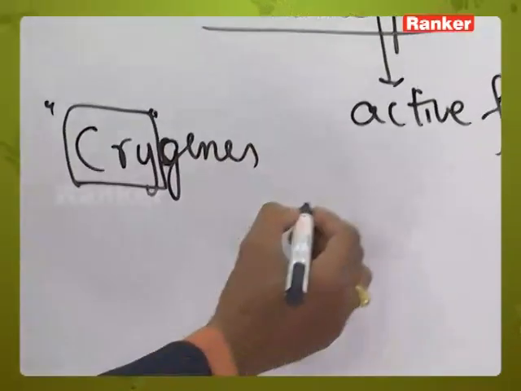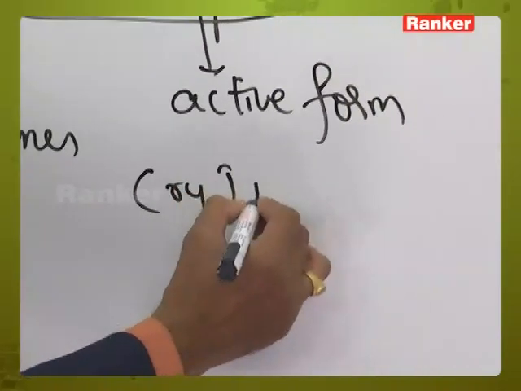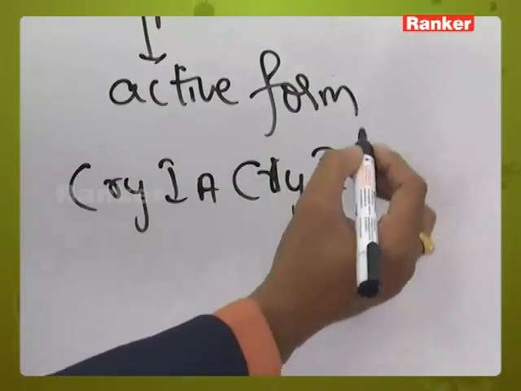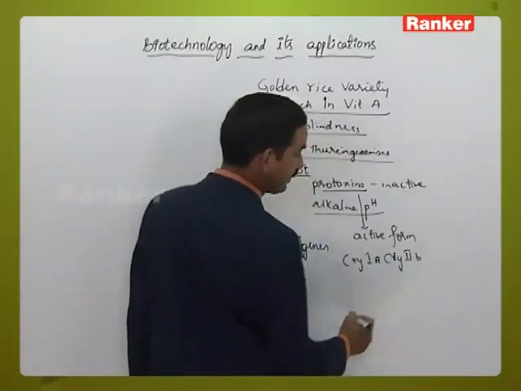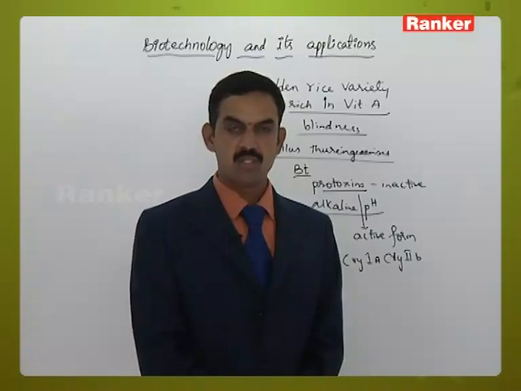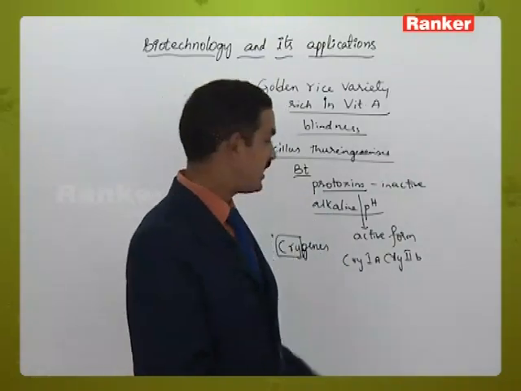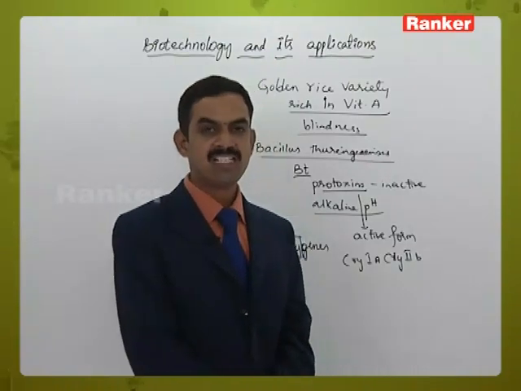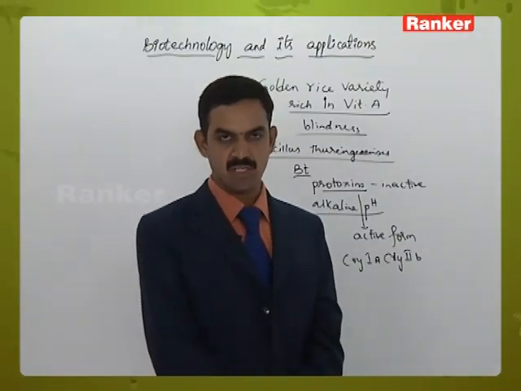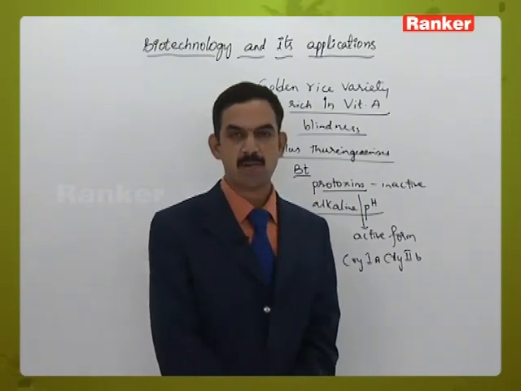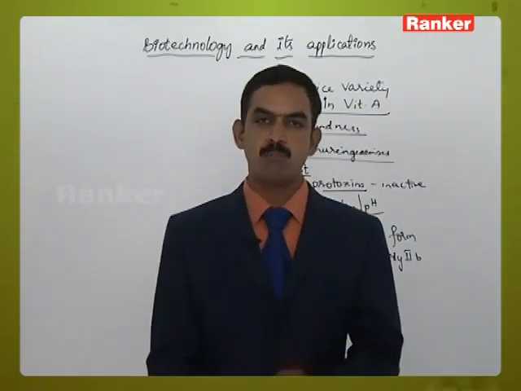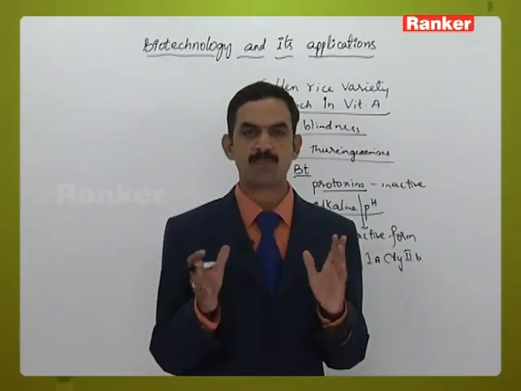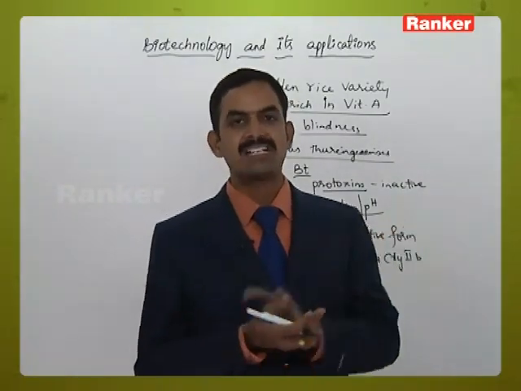And here there are three types of genes: Cry1a, Cry2a, 2b and Cry1b. So these are three types of genes specified because of their insect-killing activity. These are the ones helping in controlling cotton bollworm and corn borers. So these are the two types of insects which are controlled because of the cry genes.